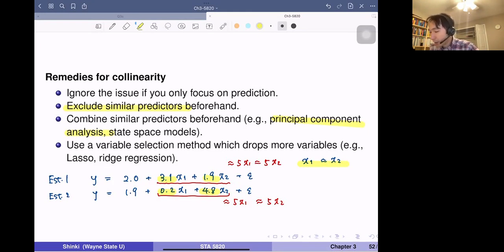And maybe more automatic ways use a variable selection method, which drops more variables. So lasso regression, ridge regression, we will cover these later, but these methods drop more variables. So we keep a smaller number of variables, and we can identify which predictors are significant. And another one, also structural equation modeling.